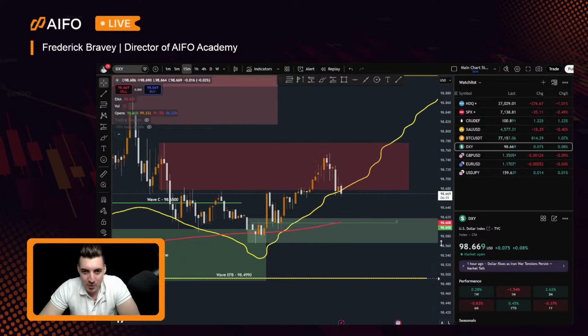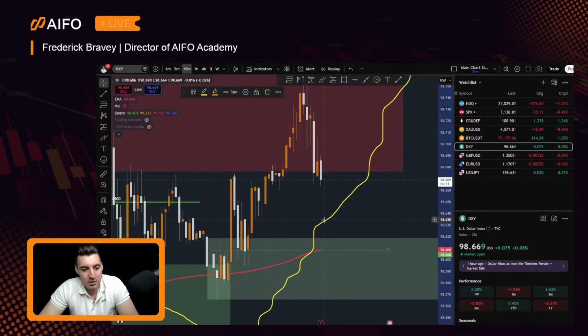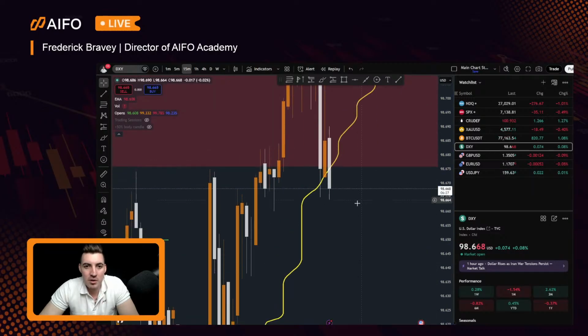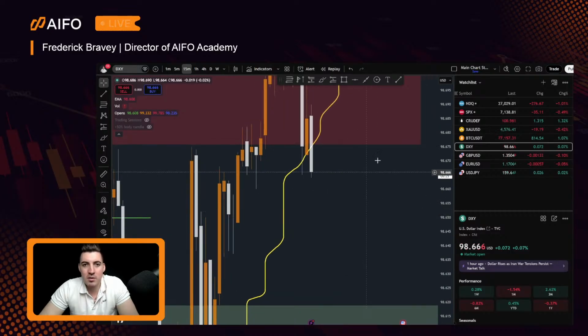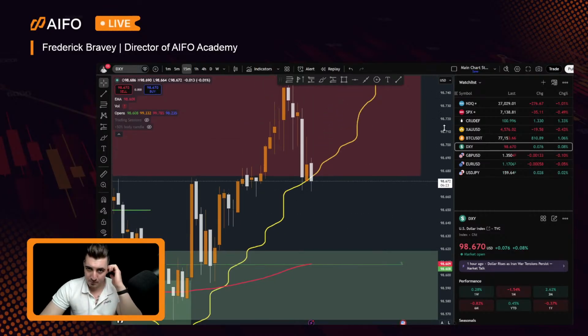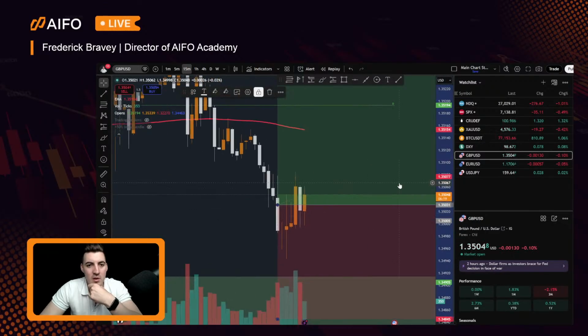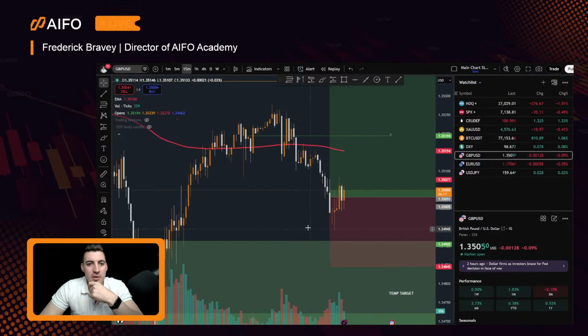Just while I'm on DXY, let's just take a quick look. Just leave this, just lock that yellow grid. Yeah, nice little breaker structure. It's pushing down. It's giving me some confidence. Let's go back to GBP USD. All right, back in profit. That's nice.